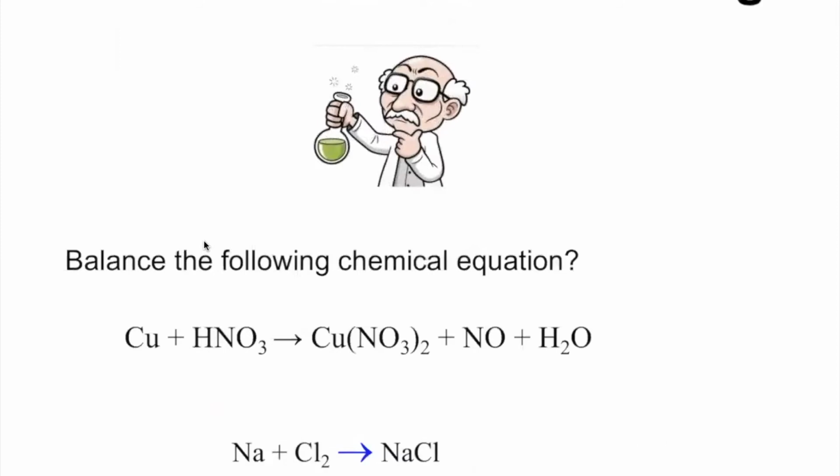The next one, pause it. Try to do it by yourself. You should have a 3 in front of copper, 8 in front of nitric acid, 3 in front of copper 2 nitrate, 2 in front of nitrogen monoxide, and a 4 in front of water. For the second equation, you should have 2 in front of sodium and a 2 in front of sodium chloride.